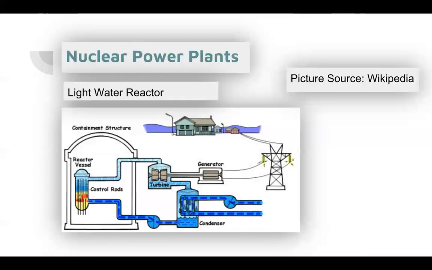Nuclear power plants. Why did I include this? Because they're run by radioactive elements. This is a light water reactor. Basically, some water goes into the condenser, and then it goes to the control rods. That's the part with the radioactive elements. And then goes through the turbine, and to the generator and powers the homes, as you can see in the picture.